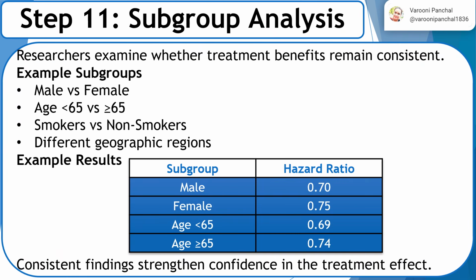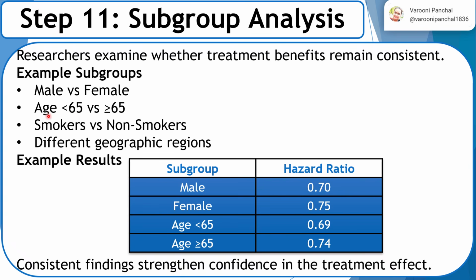Step 11 is subgroup analysis. Now researchers should also test whether the treatment benefits remain consistent across subgroups, meaning male and female. When you compare the two subgroups, the hazard ratios should be somewhat equal, 0.7 and 0.75, right? So it is a 0.05 difference, male versus female. That means the treatment benefits are consistent between male and female.